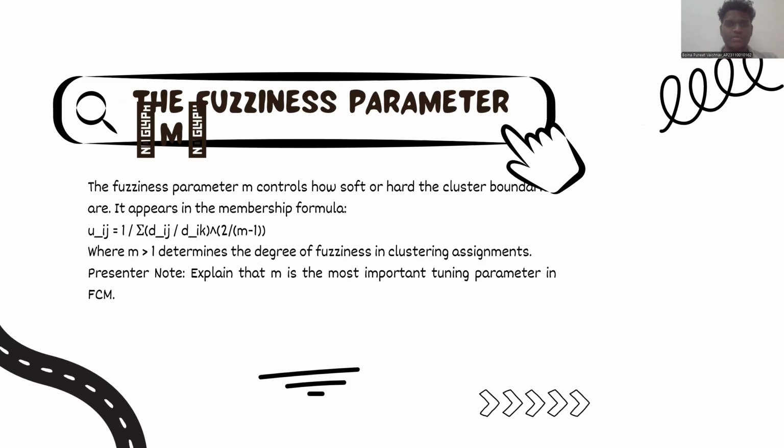Next comes the fuzzy parameter. The parameter m controls how fuzzy the clustering is. If m equals 1, it behaves like k-means. If m is greater than 1, the clustering becomes softer. Typically, m is chosen as 2. If m increases, clusters overlap more.